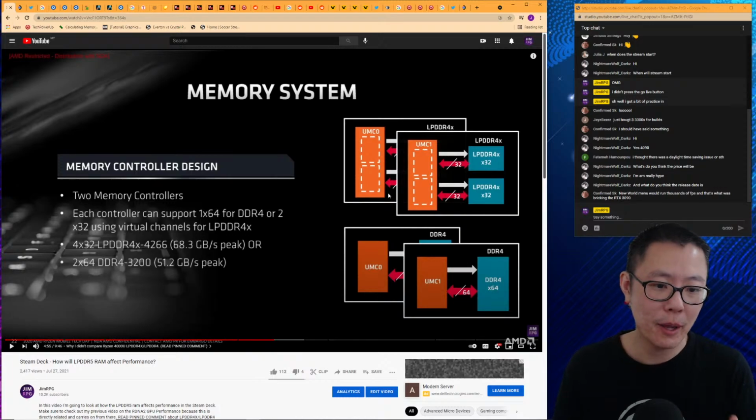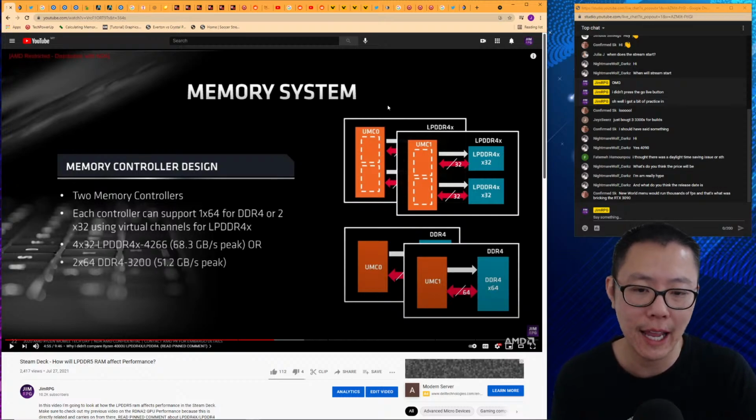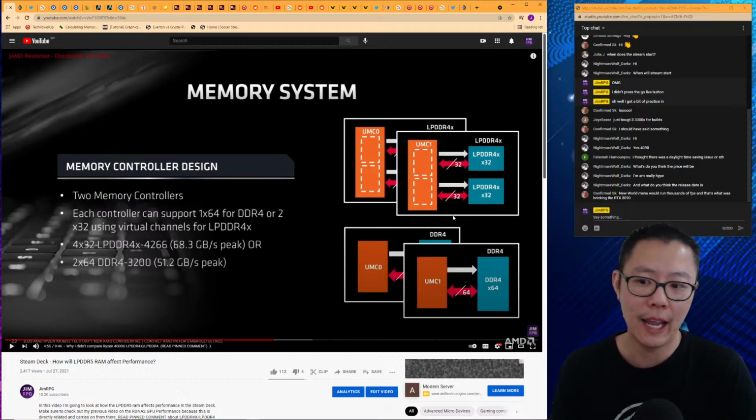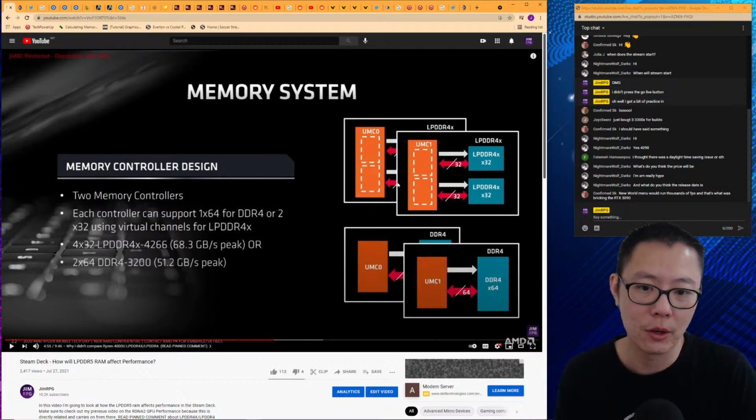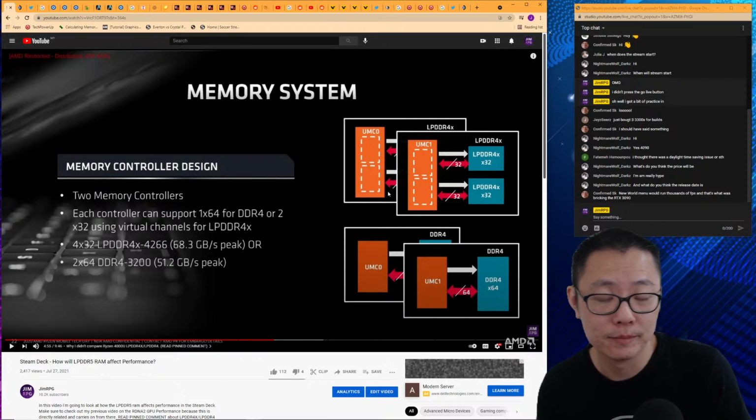At the time I was thinking, hey, there's a lot of these laptops and they all say they're dual channel. But if I look at this AMD slide here, it says LPDDR4X, and it says that to use LPDDR4X, you want to use it in quad channel. Each controller can support, so 2 memory controllers, each controller can support one 64-bit channel for DDR4 or two 32-bit channels for LPDDR4X. So if you use all of them, it's quad channel.